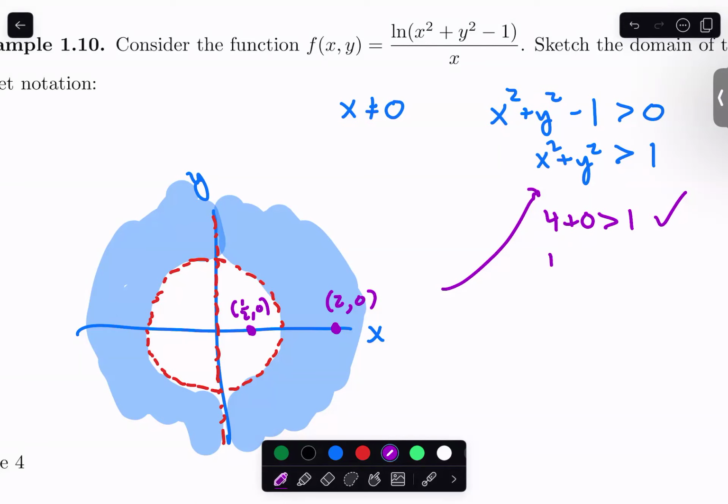And when I do that, I get what? 1/4 plus 0 should be greater than 1. And that's not true, right? That's just 1/4. That is not greater than 1. And so I should not be shading inside of the circle.